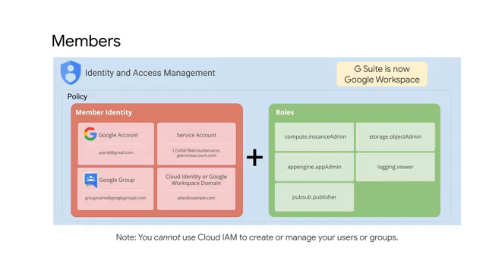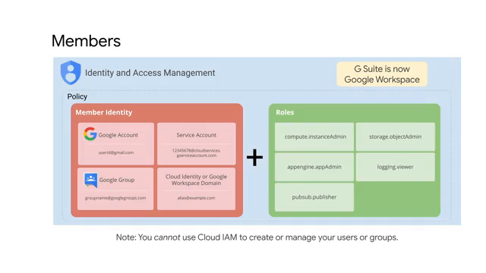G Suite domains represent your organization's internet domain name, such as example.com. And when you add a user to your G Suite domain, a new Google account is created for the user inside this virtual group, such as username at example.com.